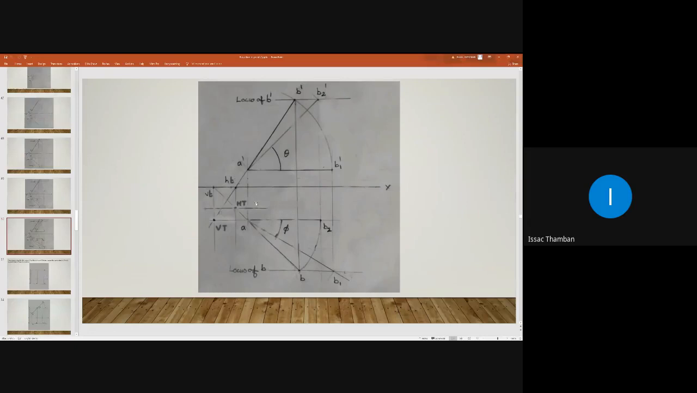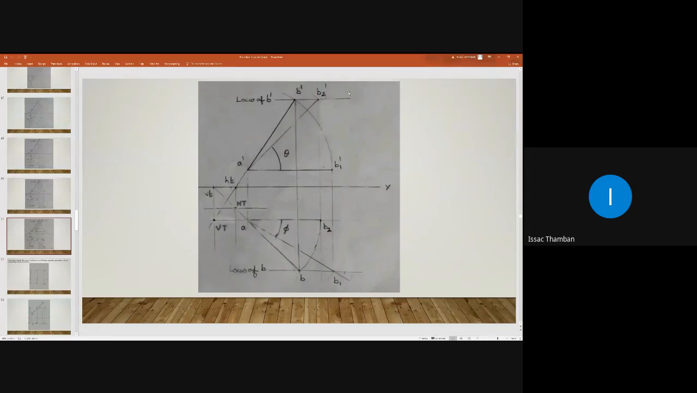After this, what is the final step? You have to mark the dimensions. The given dimensions should be marked. Here, the positions of ST and VT are given, and those dimensions should be marked. The length of line A dash B dash is given. This inclined dimension should be marked using an inclined arrowhead. This dimension A dash B dash is 50 mm. That should be marked in your drawing.